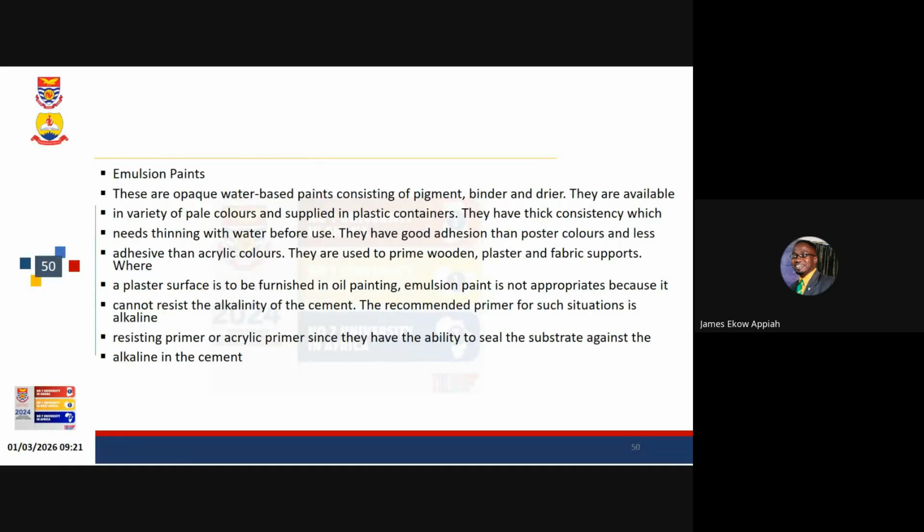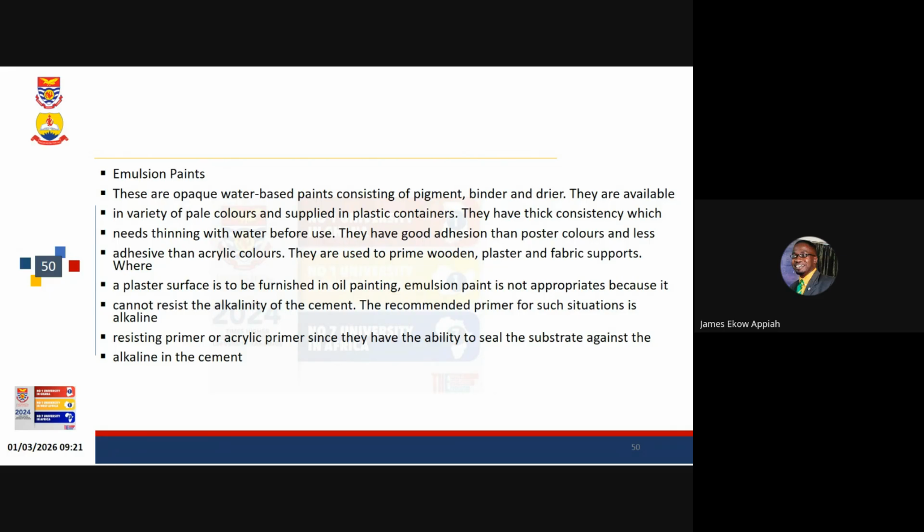Saponification normally occurs when the oil paint applied on the fresh cement surface refuses to dry. So when you see it very tacky, when you touch it, it sticks to your fingers. And you can also see some soapy yellowish run from the fresh oil paint you have painted. That portion that has been attacked by the alkaline will never dry. So there's the need to use alkaline resistant paint.